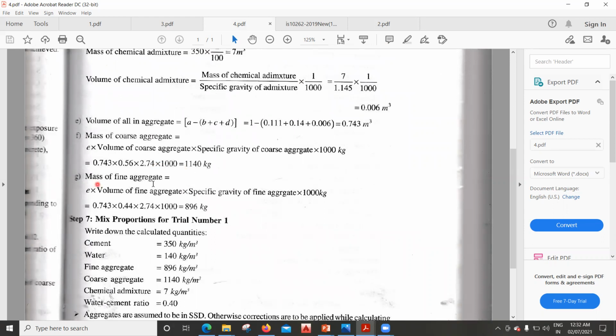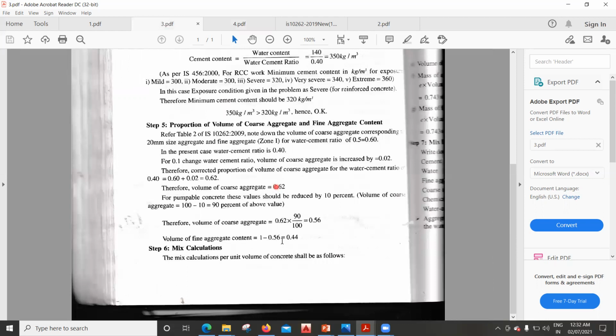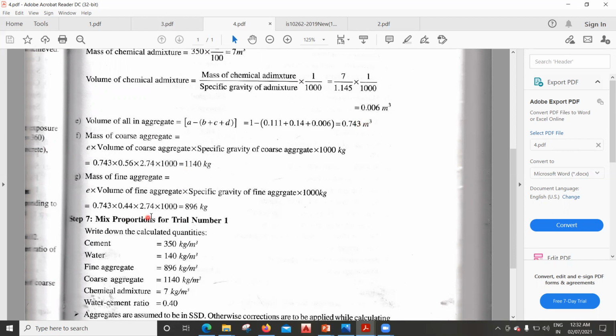Similarly, try to do it for fine aggregate. E is again 0.743, into volume of fine aggregate that you get from the previous step. It's given here as 0.44. Multiply by 0.44 into 2.74 into 1000, which comes out to be 896 kg.